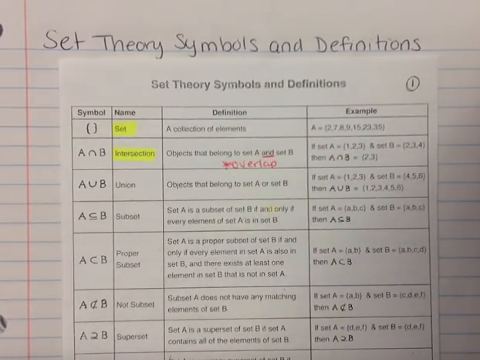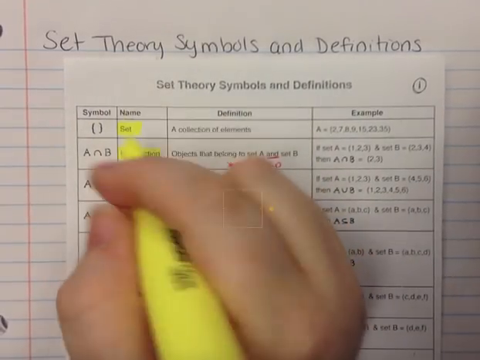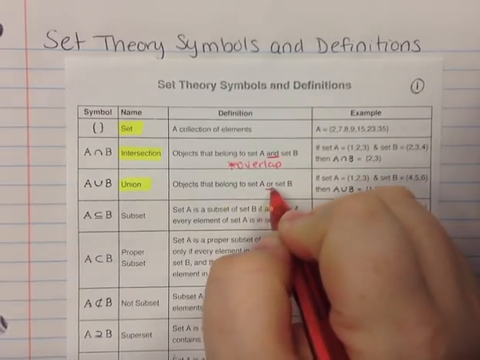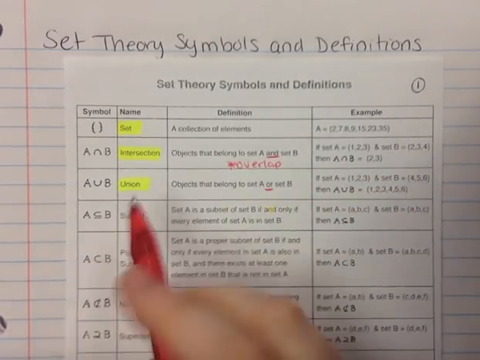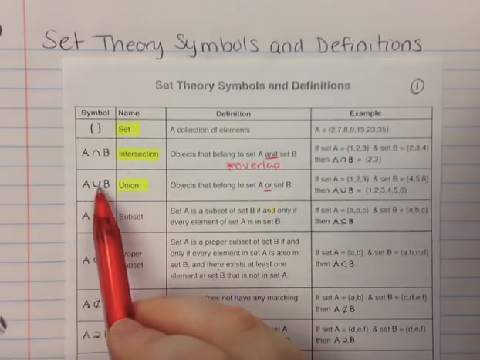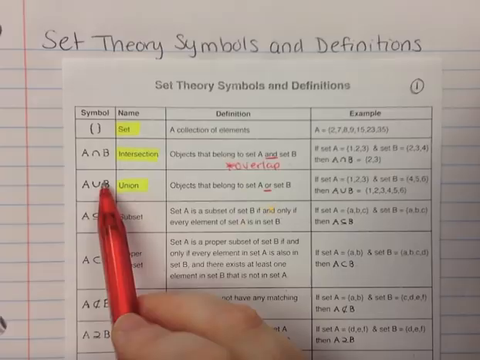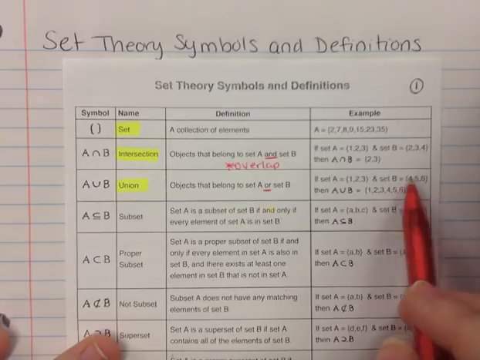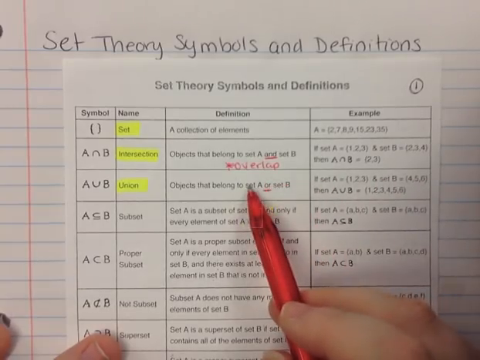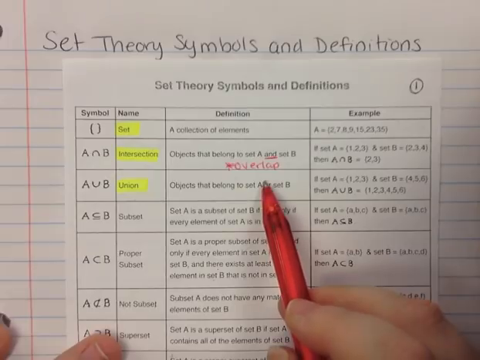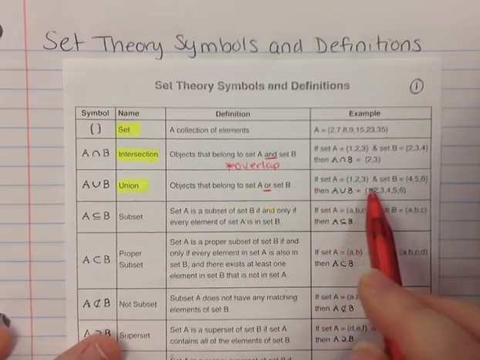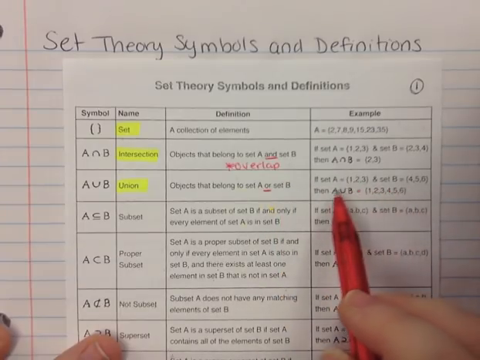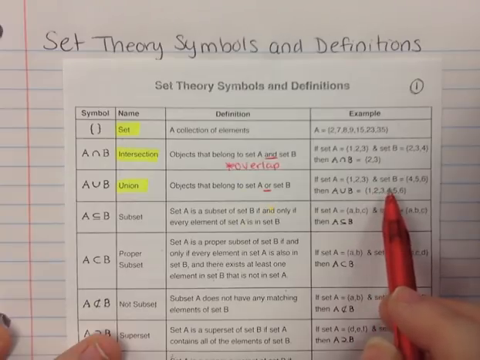The next one is union. Union is objects that belong to set A or set B. The symbol for union is a U shape. So it's A union B. So if we have set A is 1, 2, 3 and set B is 4, 5, 6, we want everything that's in set A or in set B. What that means is we take everything that's in set A and we write it down. We then take everything that's in set B and write it down. So the union would be 1, 2, 3, 4, 5, 6.